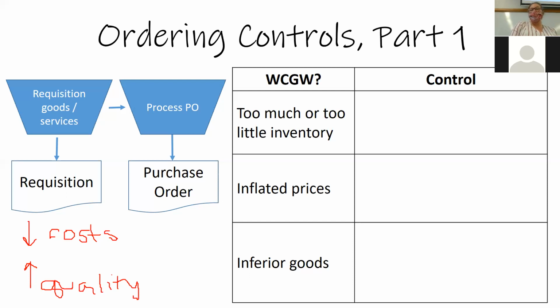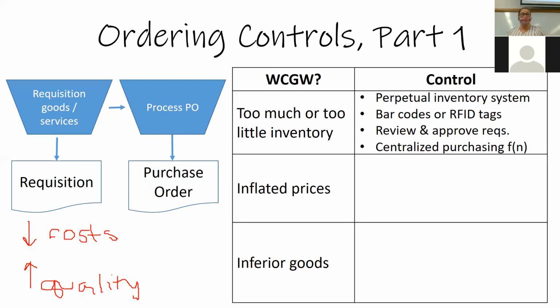So how do we control that? We can implement a perpetual inventory system so that we know what's on hand all the time. We can use barcodes and RFID tags, again, to keep track of what's on hand at all times. Review and approve purchase requisitions, and then use a centralized purchasing function.